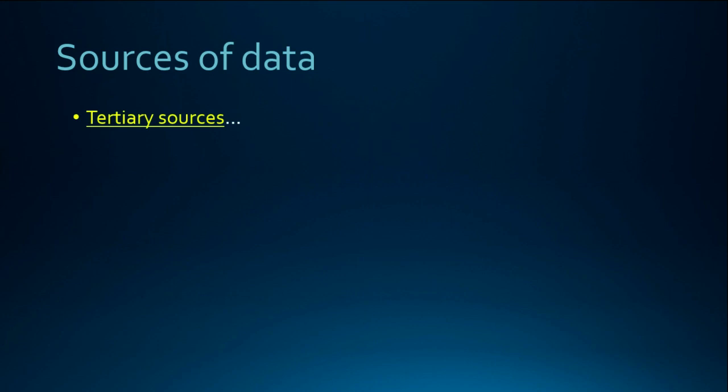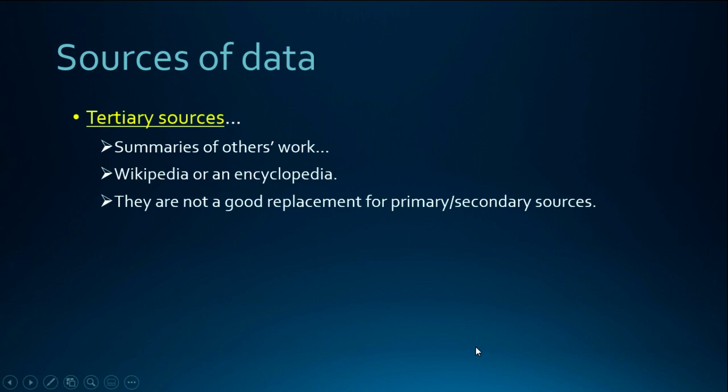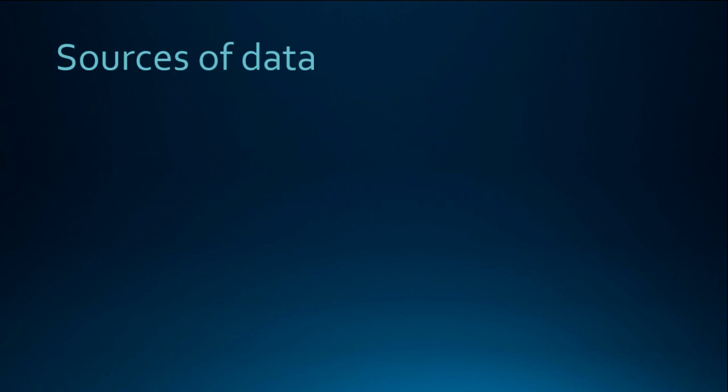Finally, after primary and secondary sources, we have tertiary sources. And that's going to be where you find summaries of others' work. And you're very familiar with tertiary sources because as students, you always end up on Wikipedia, or maybe you've seen an encyclopedia. When I was growing up, we had to do lots of research out of encyclopedias. Now you've got all kinds of other things that you can get at the click of a mouse on the internet. But guys, these are not primary sources, right? And they're not good replacements for primary or secondary sources. So when your professors say Wikipedia is not an acceptable source, it's because it's a tertiary source.